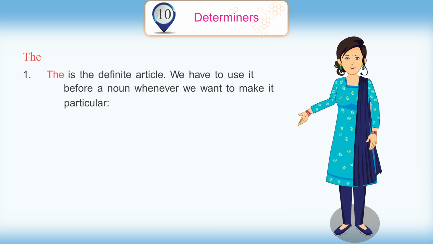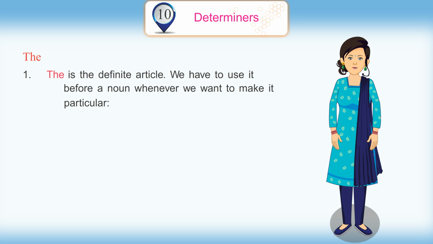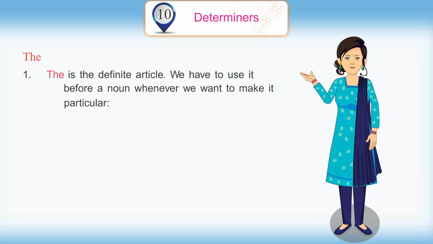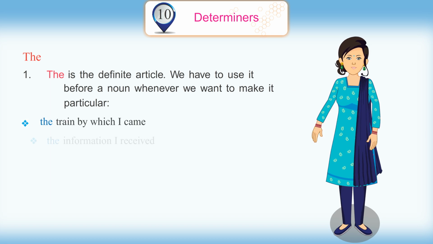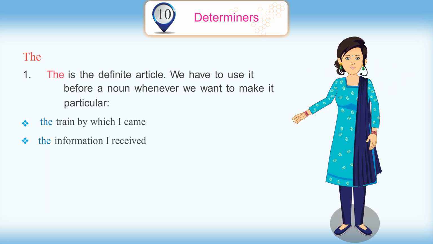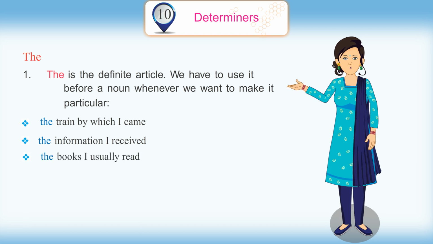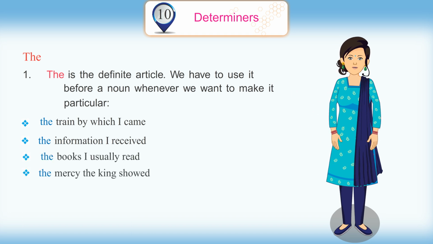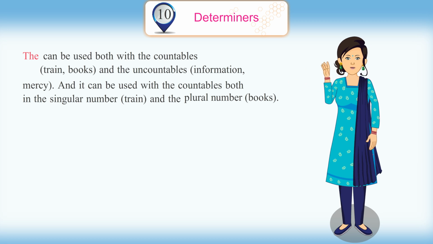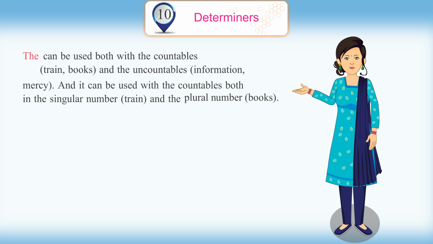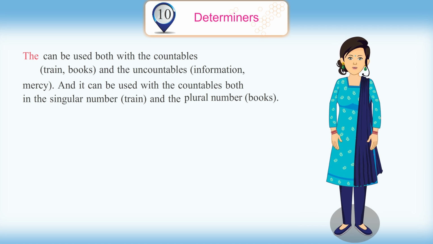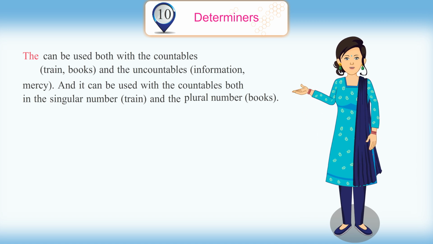The. The is the definite article. We have to use it before a noun whenever we want to make it particular. The train by which I came. The information I received. The books I usually read. The mercy the king showed. The can be used both with countables, train, books, and uncountables, information, mercy, and it can be used with countables both in the singular number, train, and the plural number, books.